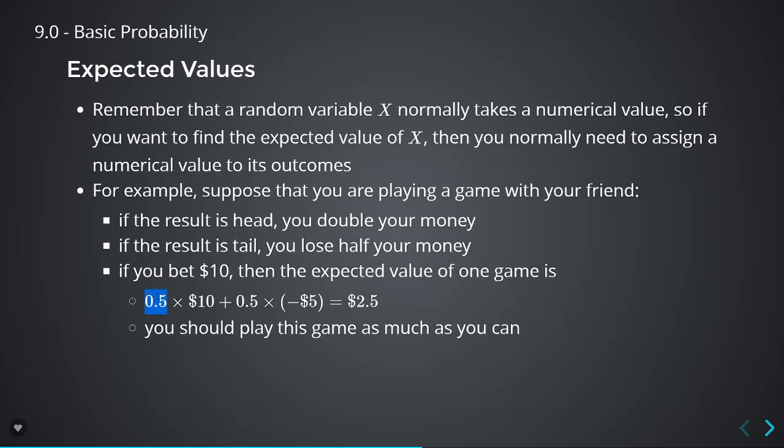So the expected value that you gain is going to be 0.5, that's a half chance that it comes out head, times $10, that's how much you're going to win, plus 0.5 times minus 5, because that's how much you're going to lose. All right? So that is the expected value of one coin flip, $2.5. And that means that you should play this game as much as you can, because you're going to end up with a positive value in the end, because you get 2.5 every time. If it's a fair game, then the expected value is going to be 0. As in long term, you should not win more or lose more.